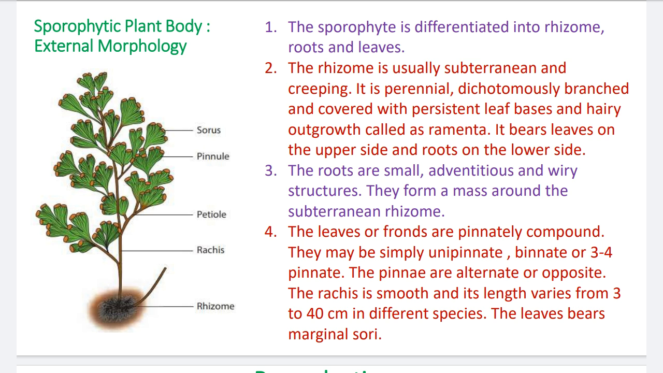Number 2, the rhizome is usually subterranean, meaning it is present below the soil surface, and creeping in the substratum. It is perennial, meaning it can grow for more than 2 to 3 years. Then dichotomously branched, it always shows dichotomous branching, and covered with persistent leaf bases.